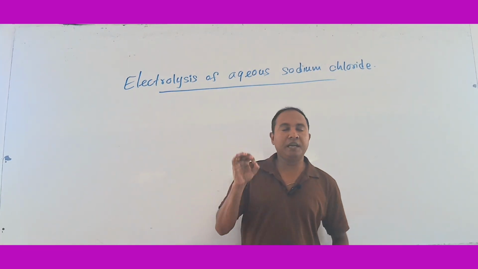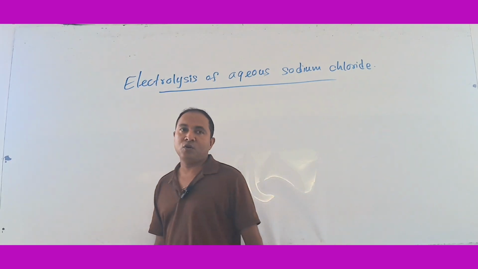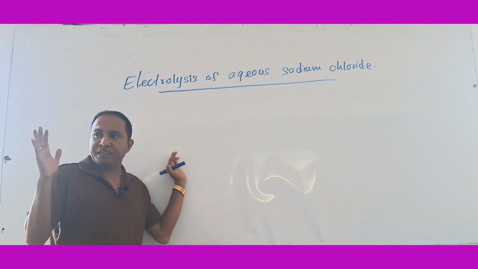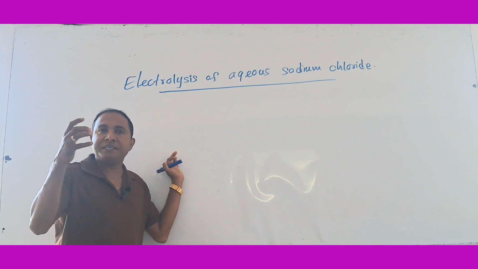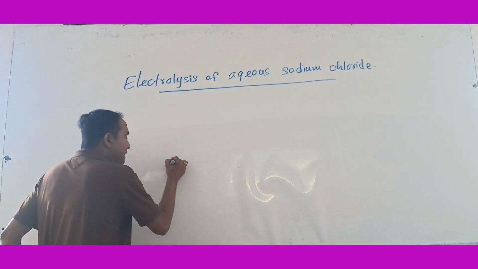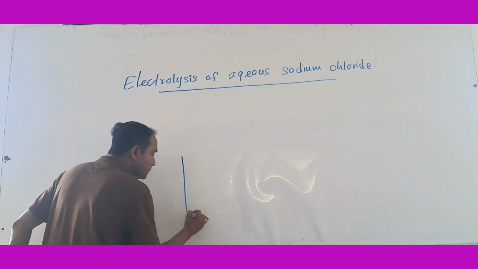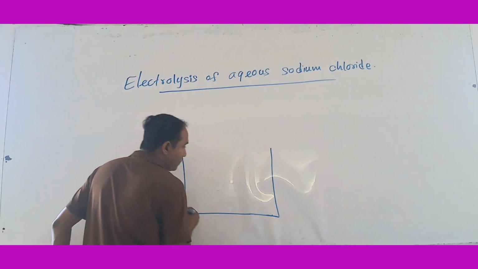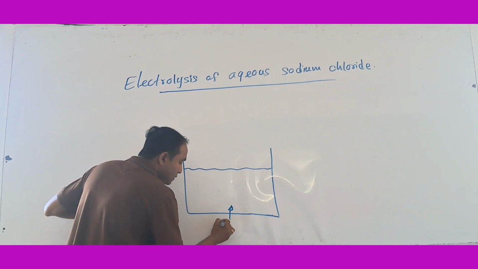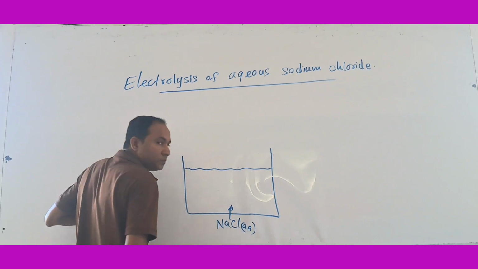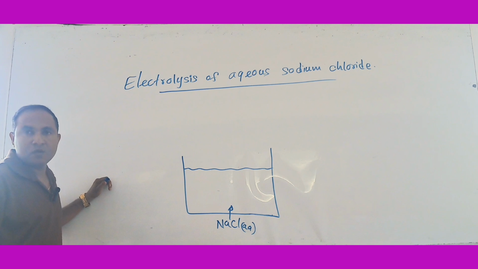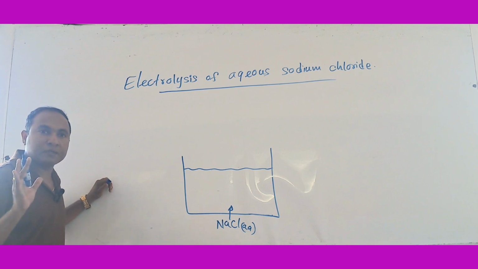Before learning about the electrolysis of aqueous sodium chloride, tell me how to form aqueous sodium chloride. Aqueous sodium chloride is made by sodium chloride dissolved in water, no? Right. Now, what are the ions contained in the aqueous sodium chloride solution?